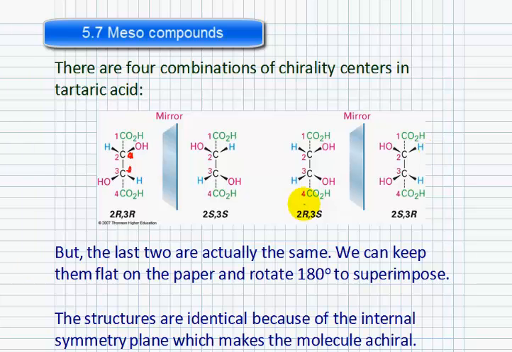How on earth do I know that? If I keep this flat on the paper and rotate it 180 degrees in either direction, if you just spin this around, I have 2 up OHs that are pointing to the right. I spin it around flat on the paper, those 2 OHs will still be up and pointing to the left. These are the same molecule.